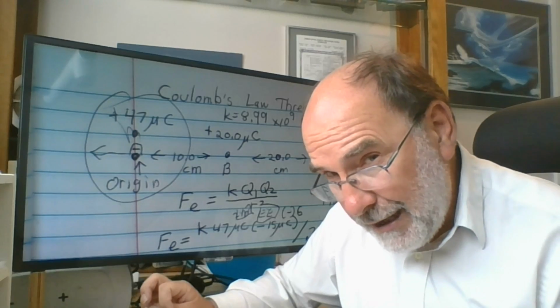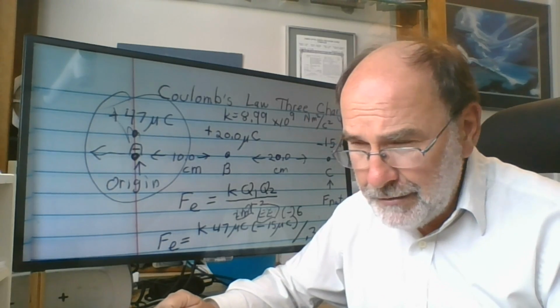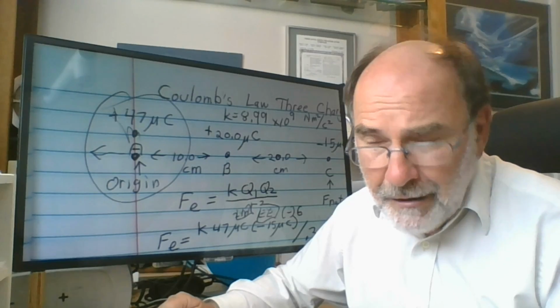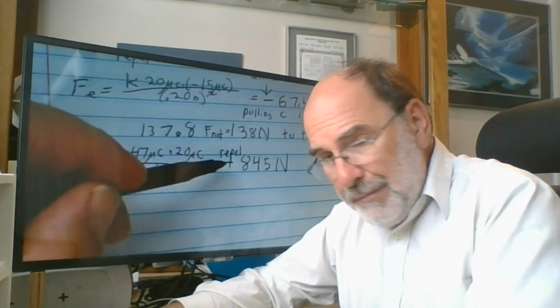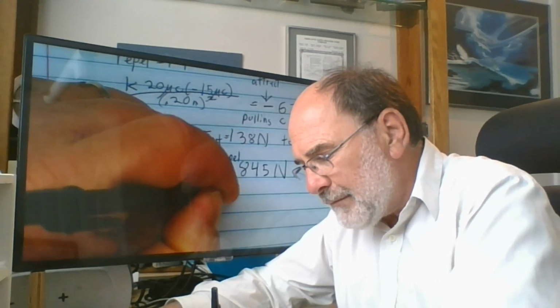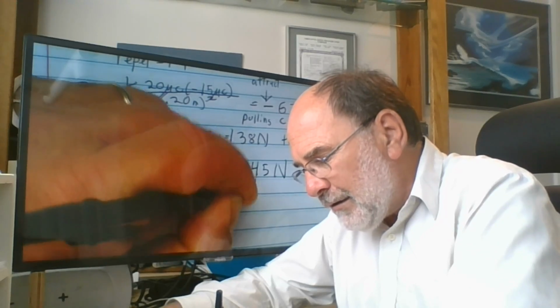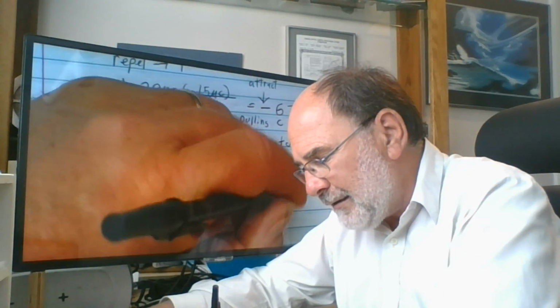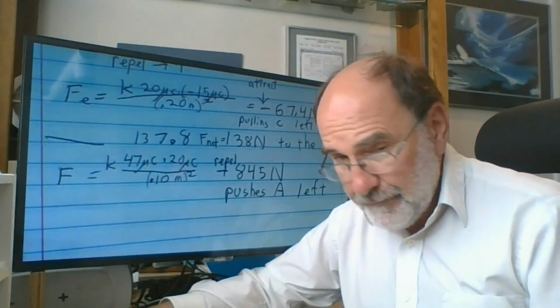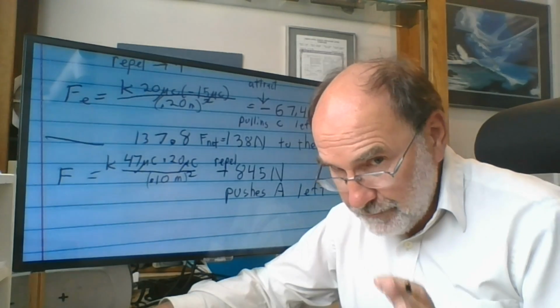From our point of view here on charge A, that means this 845 newtons is pushing A to the left. Now you're thinking, isn't the left direction the negative direction? And the answer is yes. Thank you for thinking that. So this is repelling A, and if you want to make it clear, pushing instead of pulling, it pushes A left. Ta-da, meaning we're done with charge B.